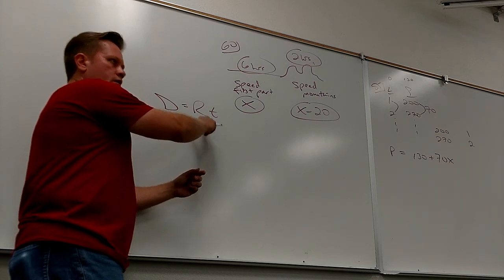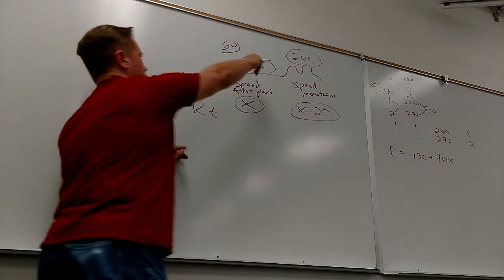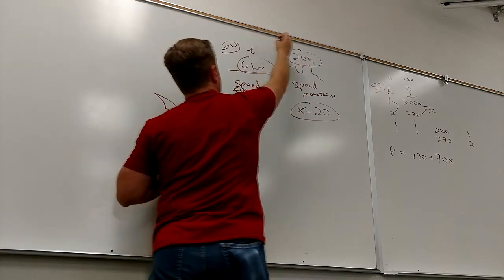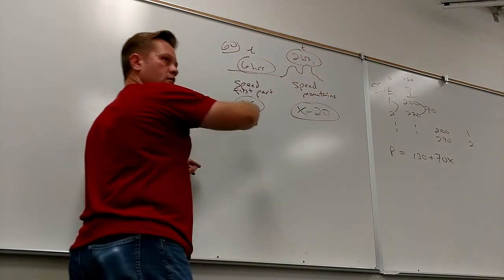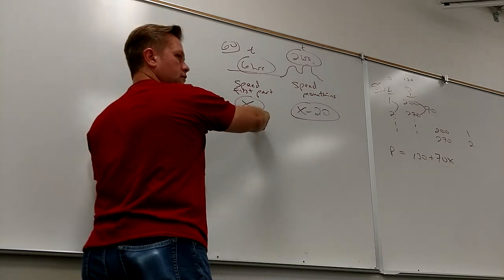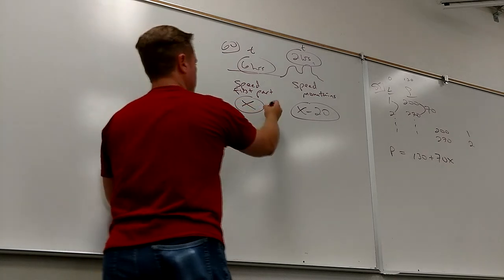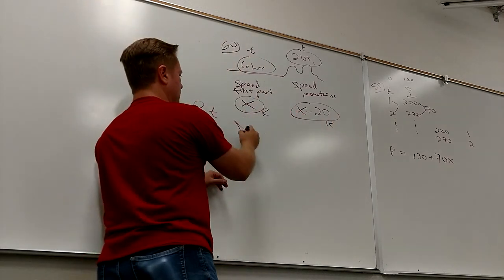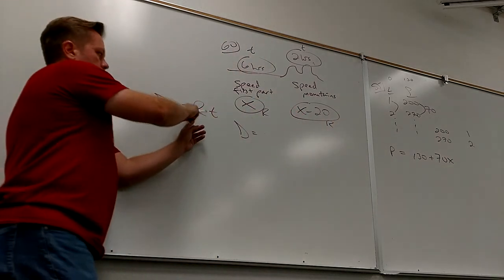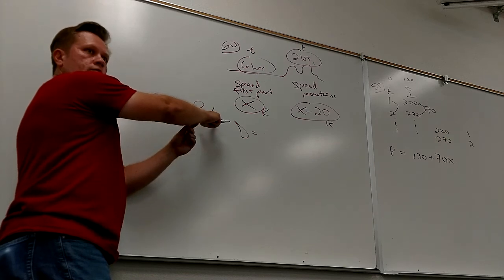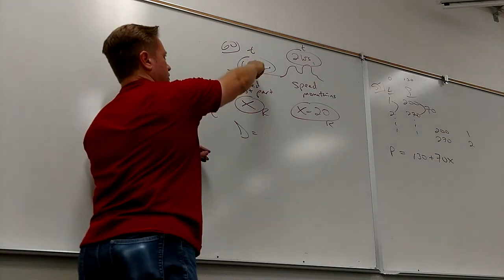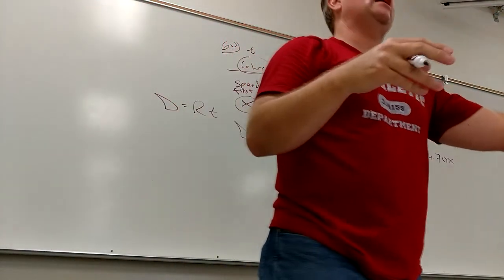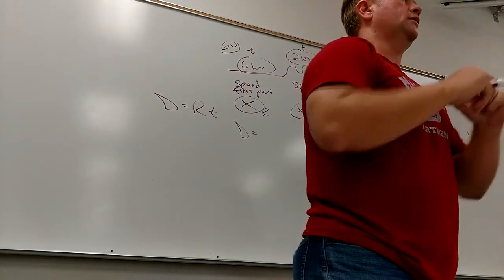What is it that I know? This is time, this is time. This is rate, this is rate, this is rate. So for each situation, what's the distance I went here? Now watch. Distance is rate times time. So how far did I go here? I went for 6 hours, going X miles an hour. If you're going 20 miles an hour for 6 hours, how far would you make it?